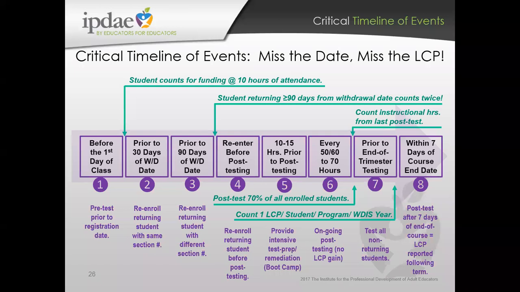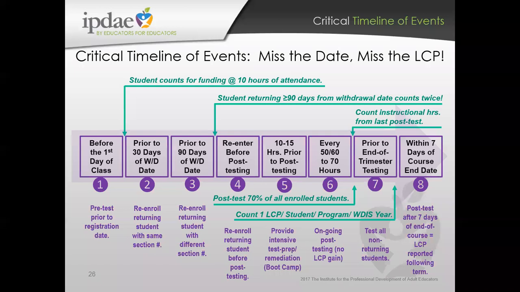So let's look at each one of these numbers. On number 1, before the first day of class, be sure that you pre-test your students before you register them for the course. If you register and then pre-test, you may not get the LCP. And number 2, prior to 30 days of the withdrawal date. Well, this is more of a registrar issue, but I did want to bring it up just because it is important. And the significance is that you need to have a separate section. Don't worry too much about it. Just be mindful and share this information with your registrar.